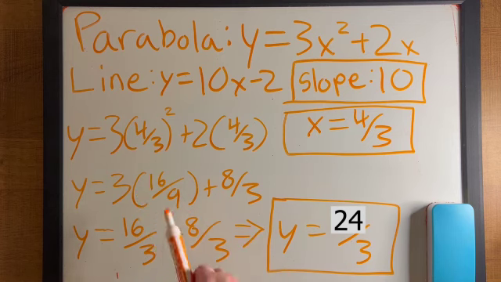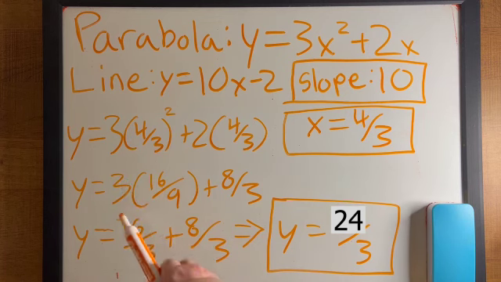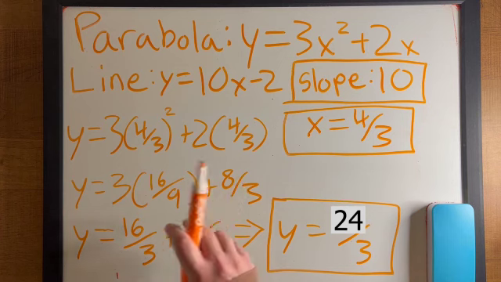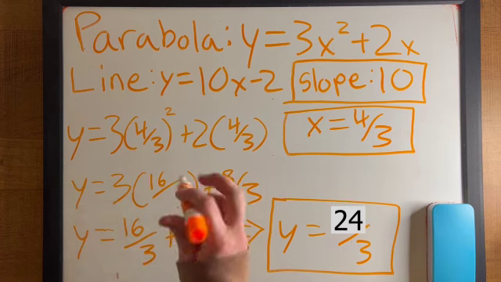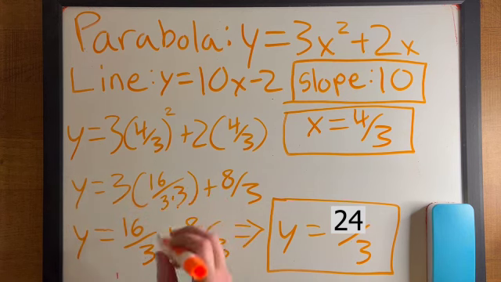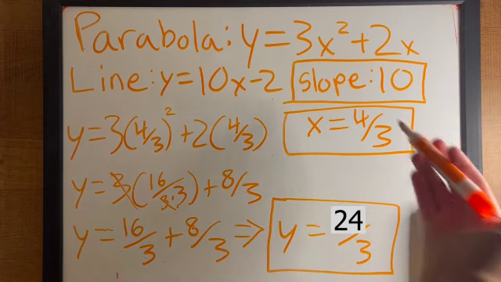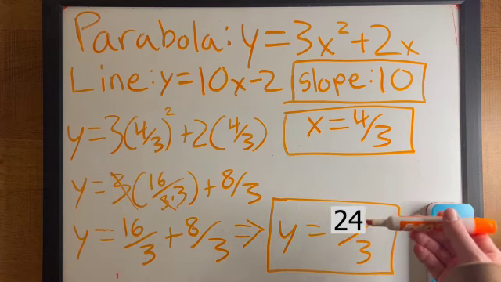Now, I simplified 3 times 16 over 9 to 16 over 3 because the 3 and one of the 3's from the 9 cancel out, because you can also think of that as just a 3 times 3. And once we think of it like that, cross those 3's out, we get 16 over 3 plus 8 over 3, which is y equals 24/3. And now we finally have all the information we need to answer our question.